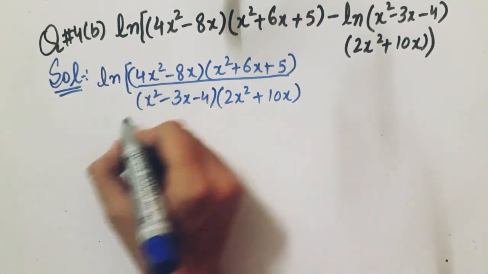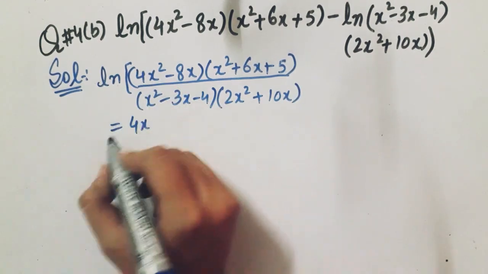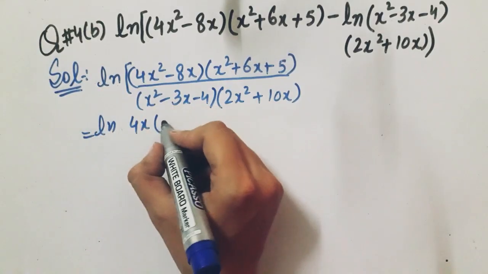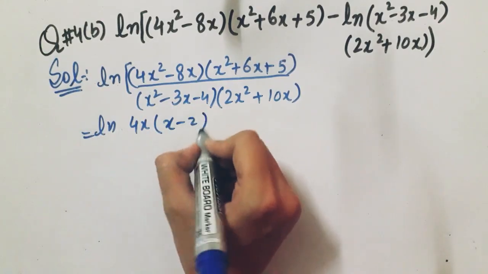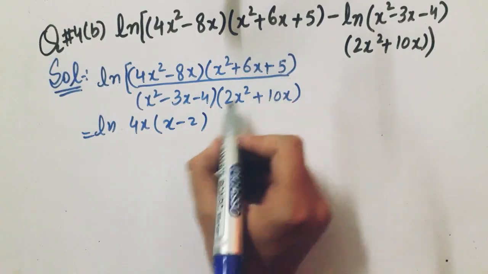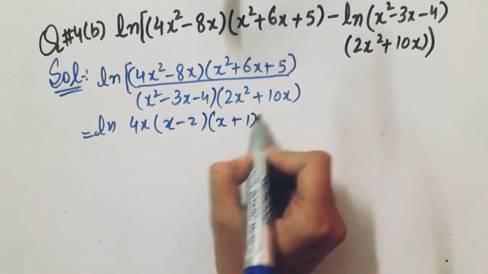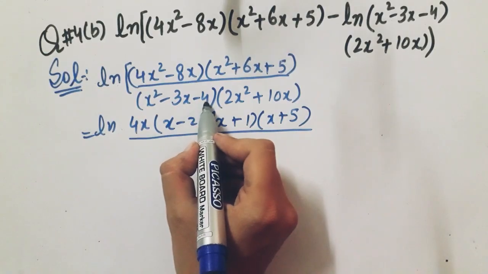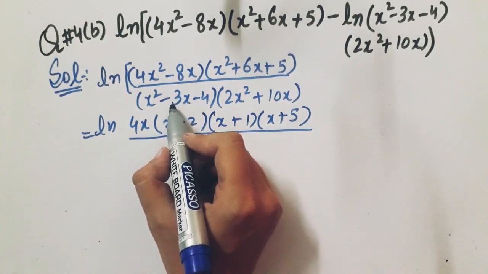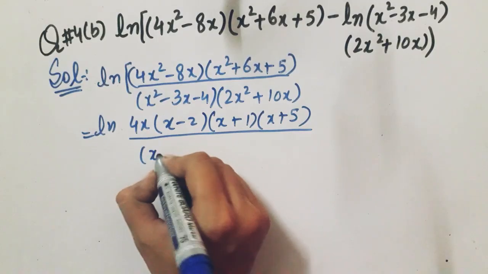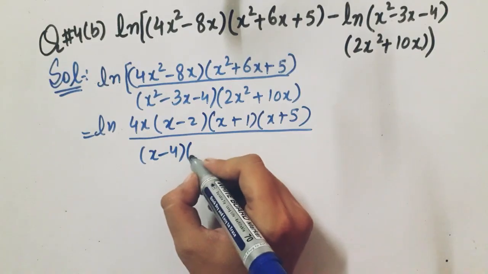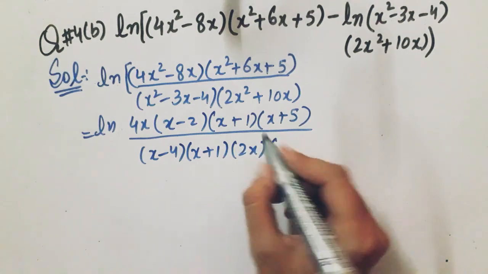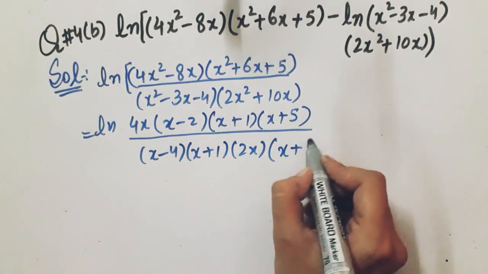In the next step we will take 4x as common. ln is written as it is and remaining is x − 2, and make the factors of this. So x + 1 and x + 5. Here we will make the factors of 4 which, when subtracted, give 1. So 4 and 1, so we will write x − 4 and x + 1. And here we will take 2x as common, so remaining will be x + 5.